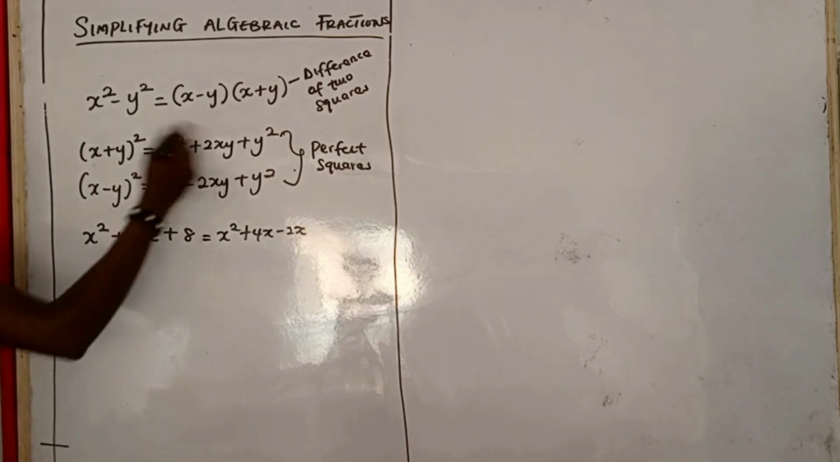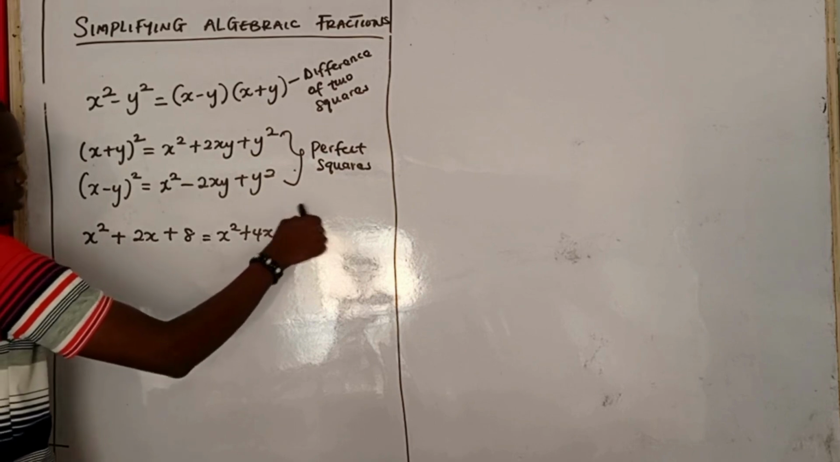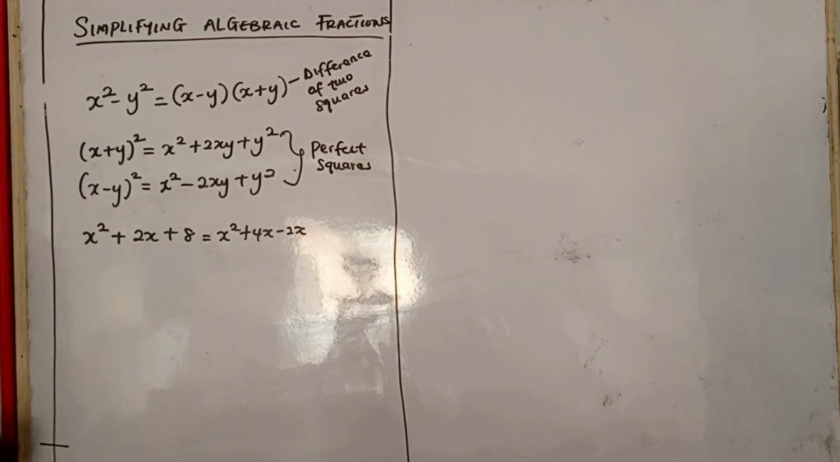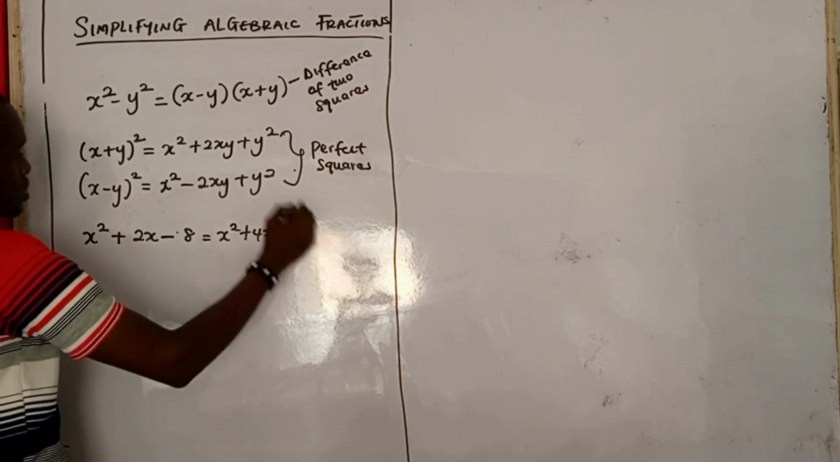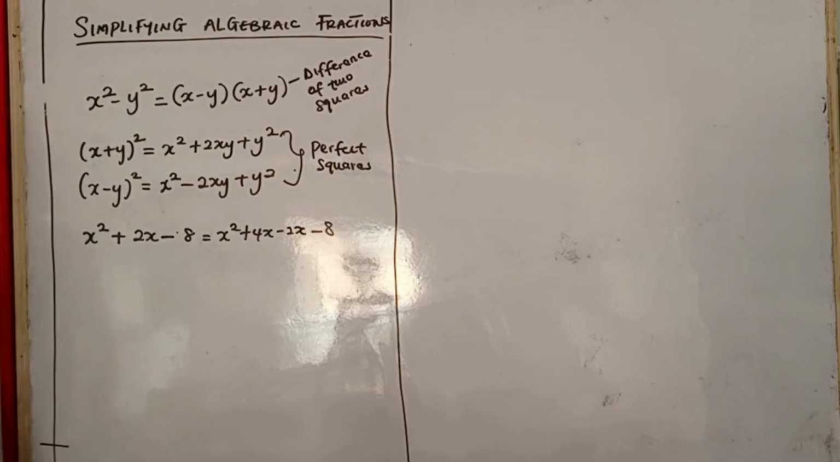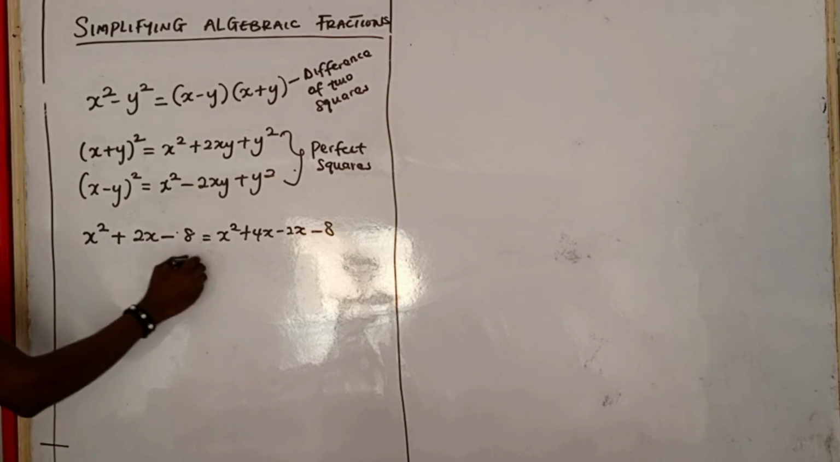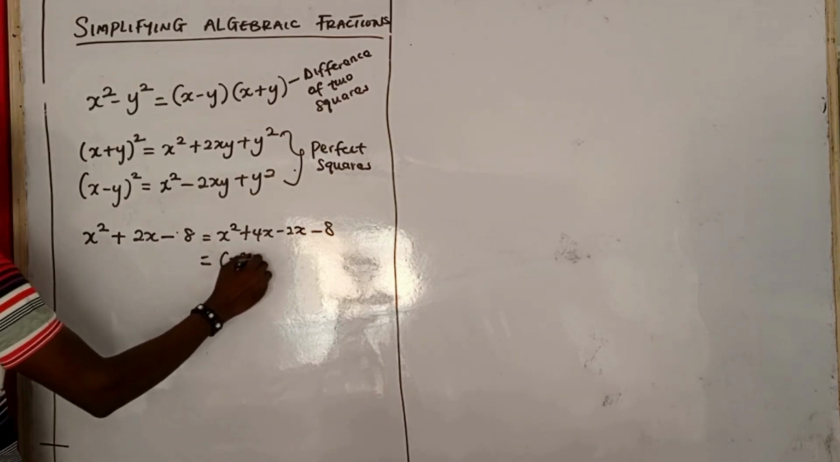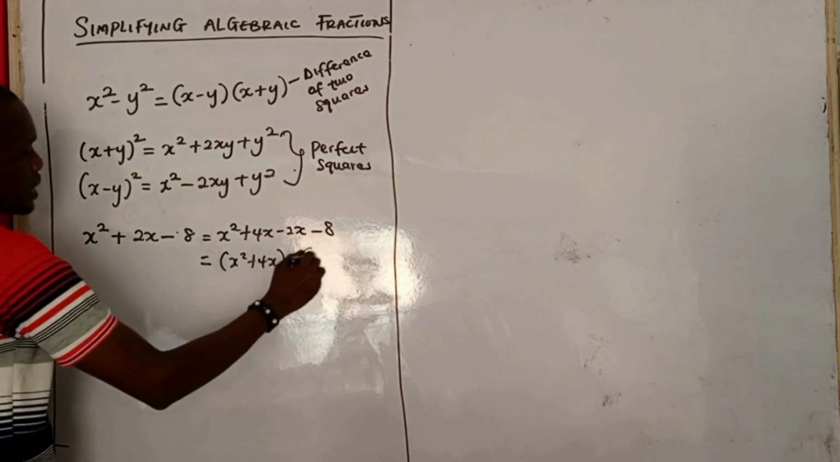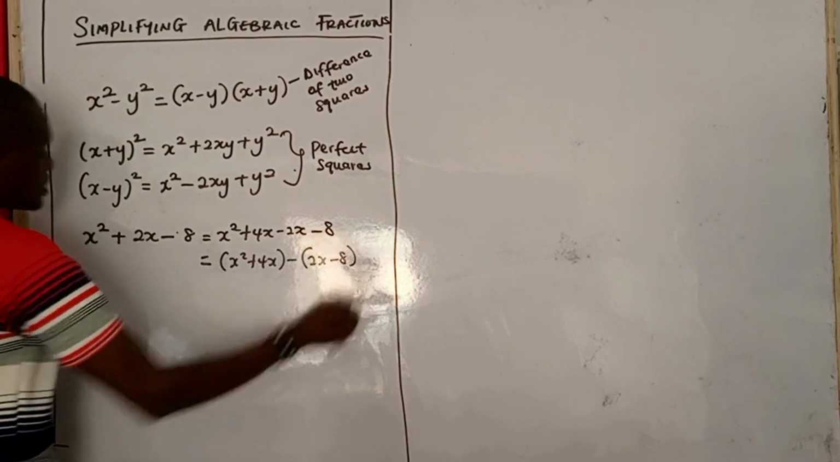Minus 2x plus 8, whatever you have, then you factorize. Let's say I have minus 8 here. So I am now going to have minus 8 here. And when you factorize, what does it mean? You have to put these two in a bracket and then put these two in a bracket.